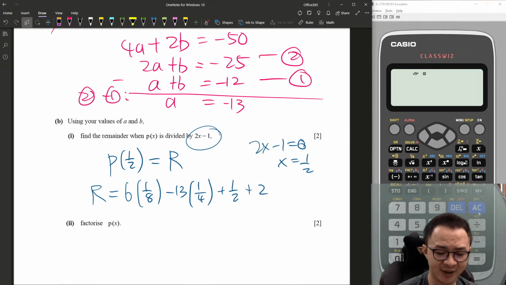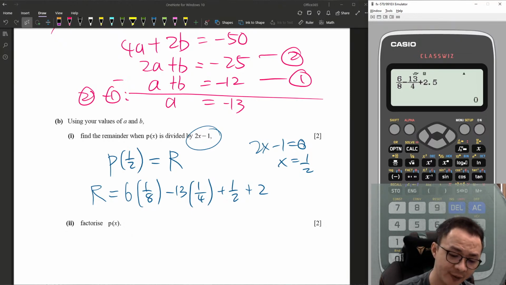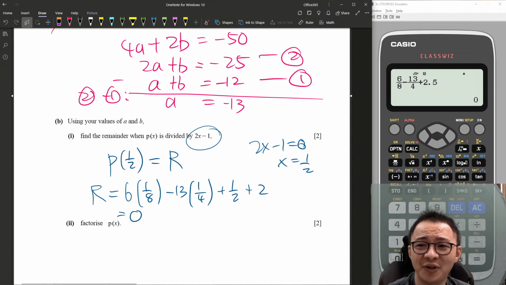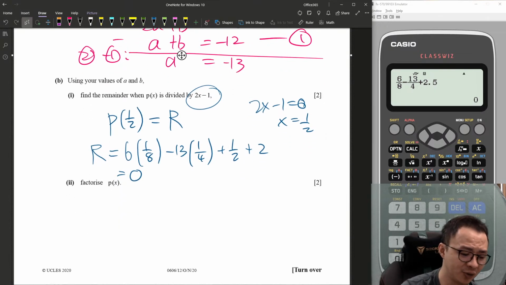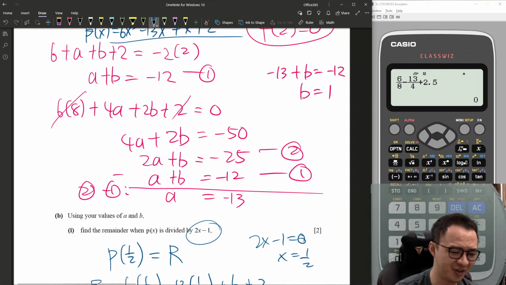Yeah, so just type this one. So this is 6 over 8 minus 13 over 4 plus 2.5, right? Okay, your remainder is 0. Cool. Since your remainder is 0, that means it is one of the factors. So if this is one of the factors, they ask us to factorize the px. So you can do the long division if you want to. So just now we have one of the factors is x minus 2. Another one is 2x minus 1. So we need to factorize completely. I believe here, I think I will still do the long division.